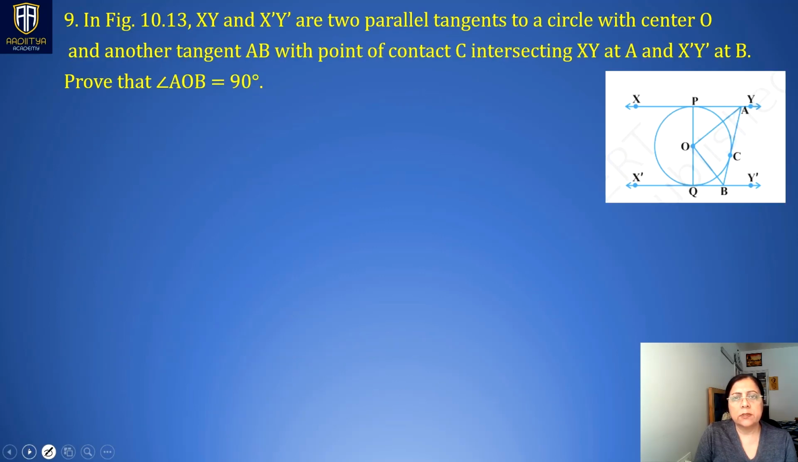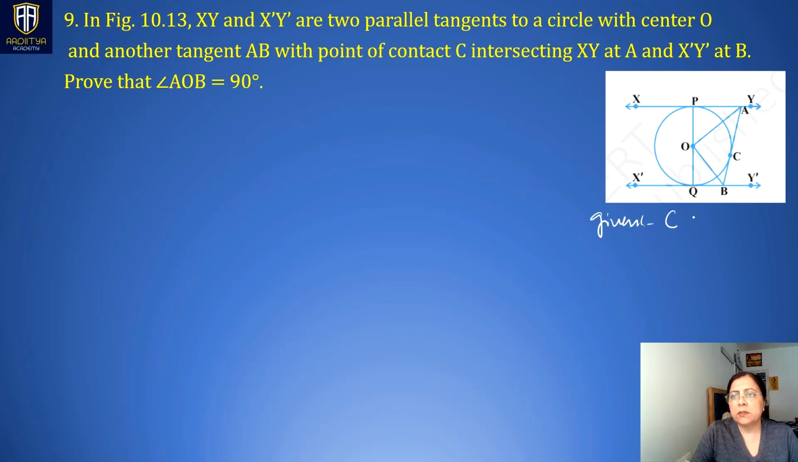The next question says XY and X'Y' are two parallel tangents to a circle with center O, and another tangent AB with point of contact C intersects XY at A and X'Y' at B. Prove that angle AOB is 90 degrees. So here we are given that, I'm writing it here.